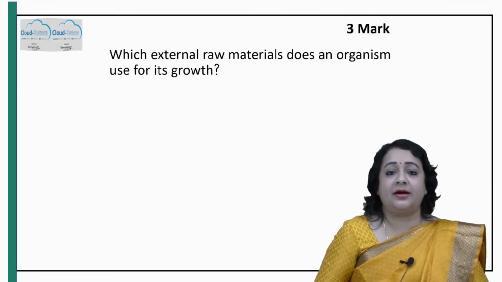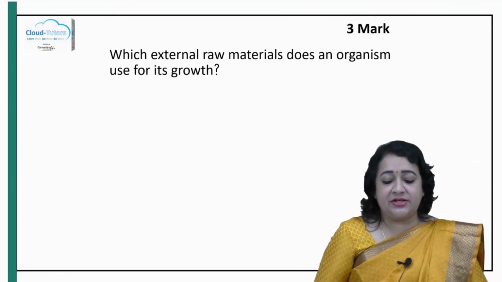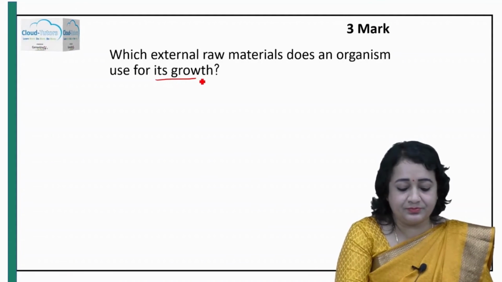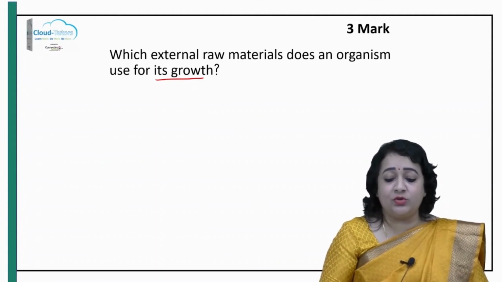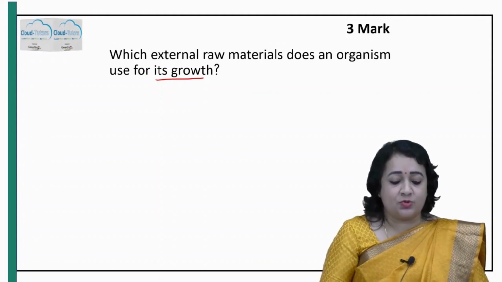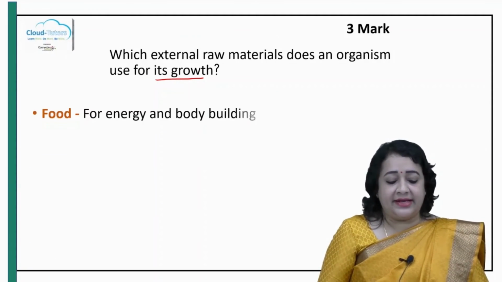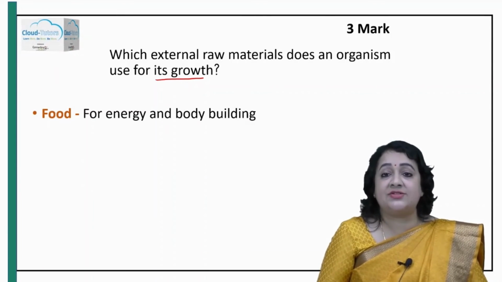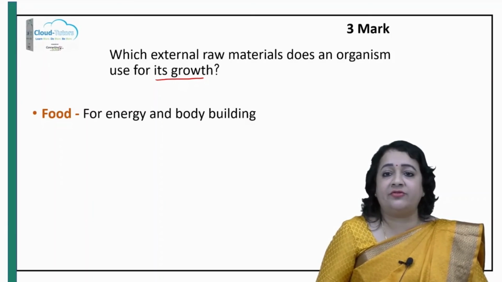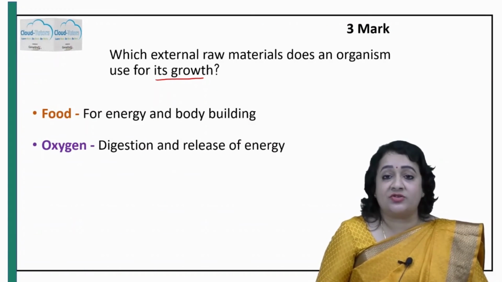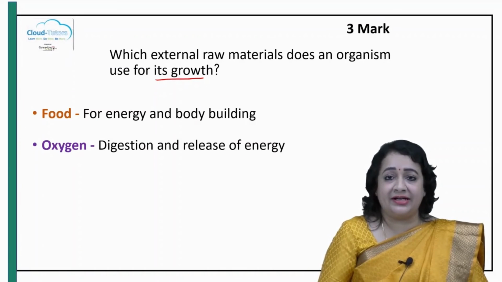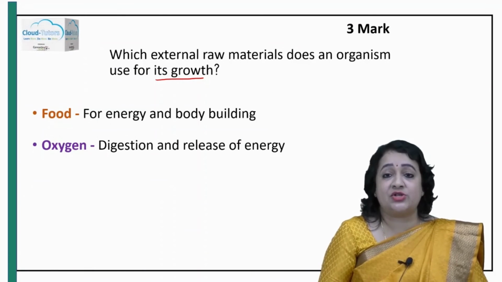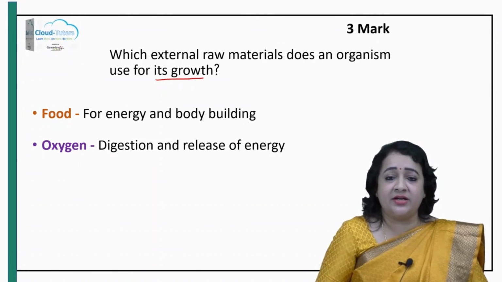Okay, now which external raw material does an organism use for its growth? So external raw material used for growth. This is for 3 marks. So what you have to write for this is, the external raw materials are, one is food. Food we need for energy as well as body building, and food we get from outside. Next is oxygen. Oxygen is required for respiration, right? So digestion, respiration, release of energy. So cellular respiration, for that purpose we need oxygen.